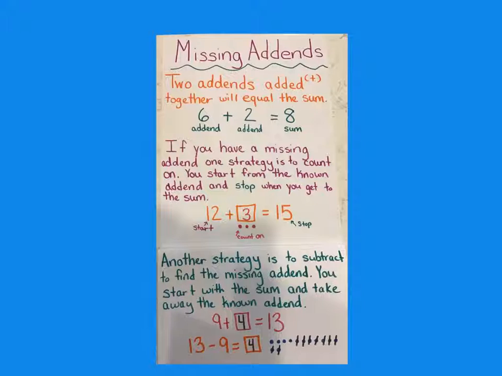Another strategy is to subtract to find the missing addend. You start with the sum and take away the known addend. So for example, we have 9 plus something equals 13. So what we did here, we did 13 take away the 9, and then we would get our answer. I even drew a picture because we should always prove our answer. So I drew 13 circles, crossed off the 9, and my answer left would be 4.